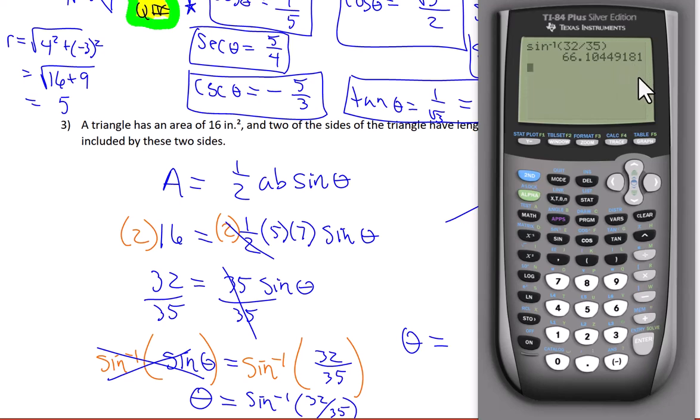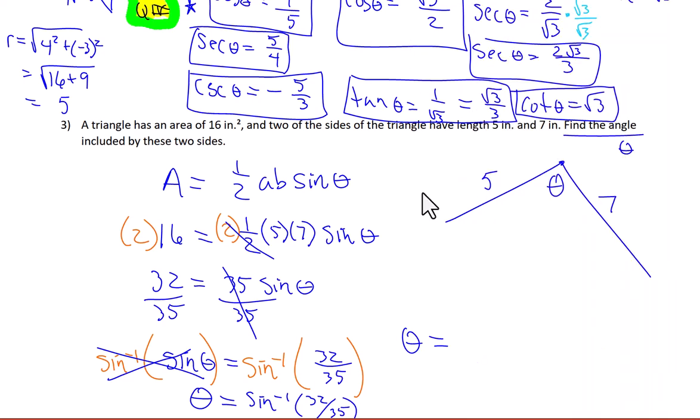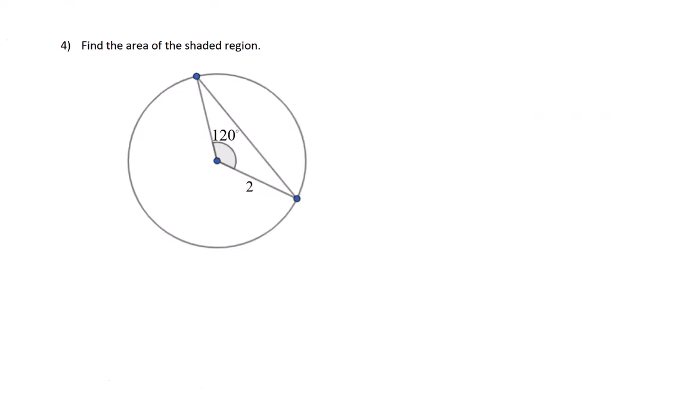66.10449181. I don't think this problem gave us any rounding instructions, so when in doubt, give it a couple decimal places. We'll call this 66.10 for our result, so we'll write that in: that is approximately 66.10, or just 66.1 would probably be acceptable as well. It's really just using the area formula we listed above, but kind of backwards. We're filling in the area that we already knew and then had to work back to get the angle.